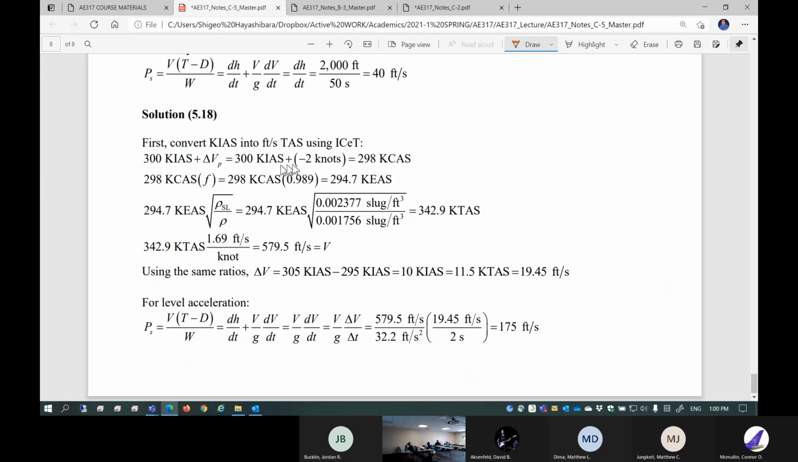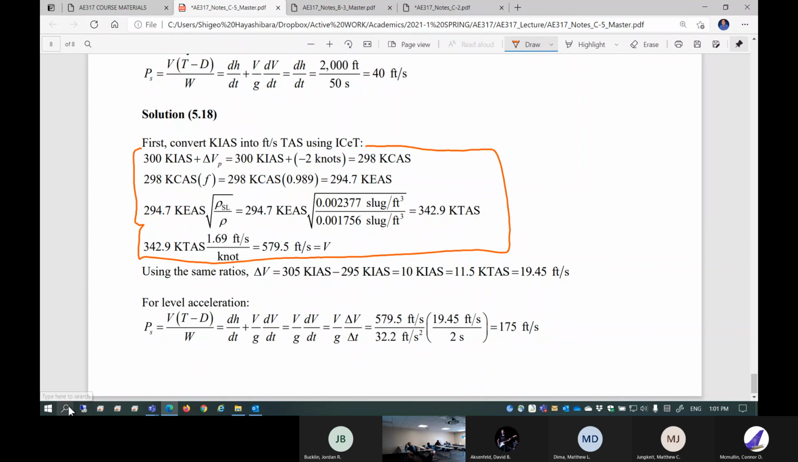Okay, so first convert KIAS to true airspeed through the ICD process. 300 KIAS plus delta Vp, KCAS, multiplied by the F factor gets you equivalent, multiplied by the square root of the density ratio gets you KTAS. So this is a conversion process. You can do it, of course. Finally, you want to convert into feet per second. Holy cow.